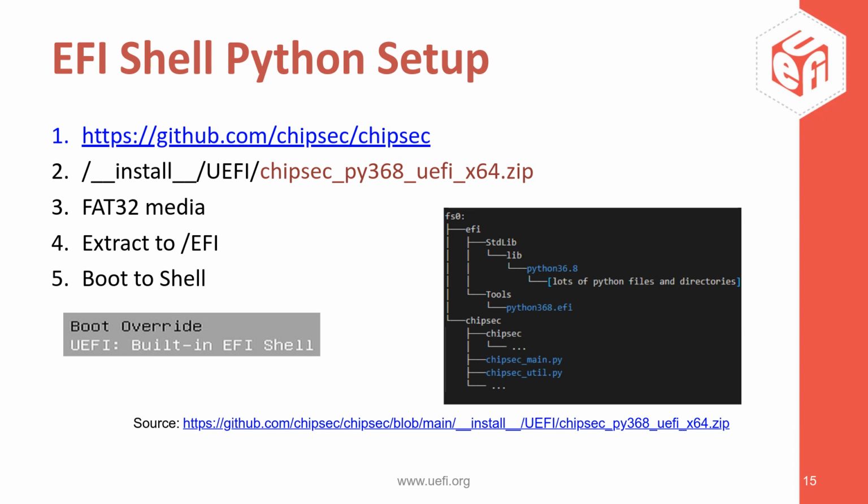So on the right, the folder structure should look like this. Everything should be in the UEFI folder off of the root of your FAT32 formatted USB fob or drive. Python UEFI lives within the tools subfolder and the associated libraries within the standard lib folder. Yeah, you'll need everything here. That's pretty much it. Boot your system to the shell, and now you can run Python.